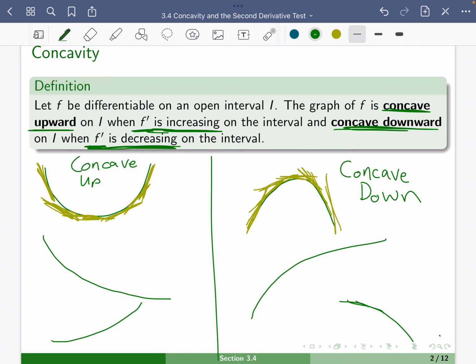So if you have horizontal asymptotes, you can see things like this. All right, so that's what we have for concavity. That's what we mean by concave up and concave down.